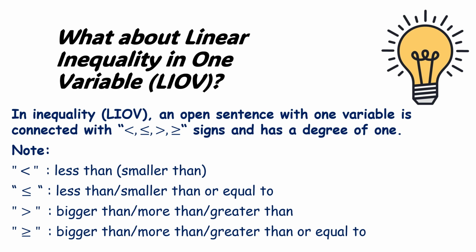Sign number 1, less than or smaller than. Sign number 2, we can say less than or smaller than or equal to, because there is an equal sign at the bottom. And for sign number 3, we can say bigger than, more than, or greater than. And sign number 4, we can say bigger than or equal to, more than or equal to, or greater than or equal to.